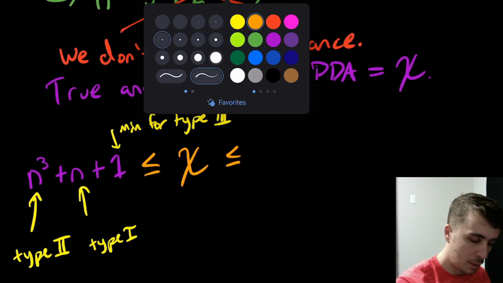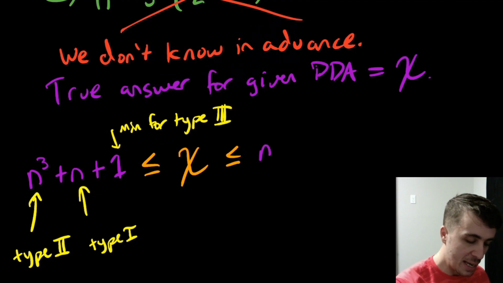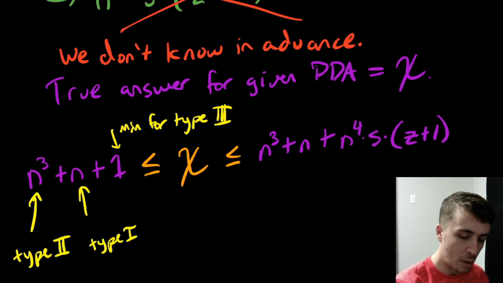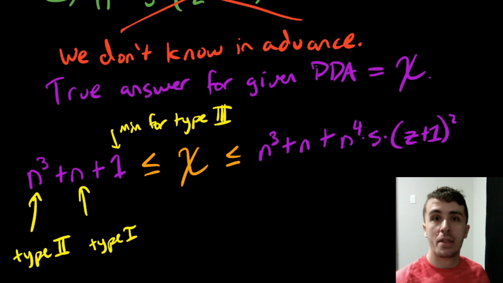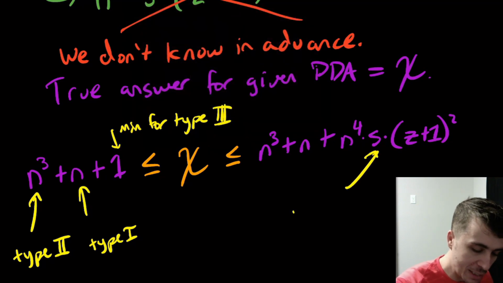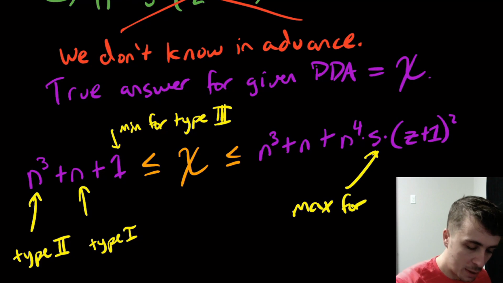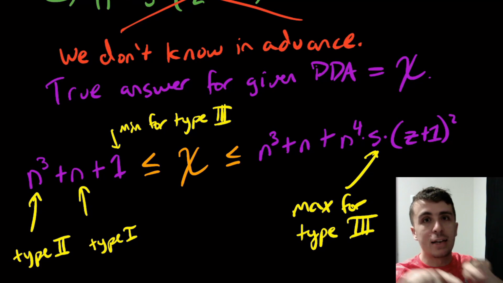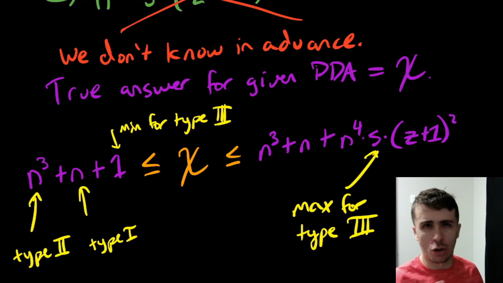But it could be at most this number right here. So the highest it could be is n cubed for type 2 plus n to the 4th times s times (z plus 1) squared. This is the lower bound, and I should say this one is the maximum for type 3. That's the maximum possible, because we can't have 2 transitions that are literally the same between the same 2 pairs of states. There can only be at most 1.